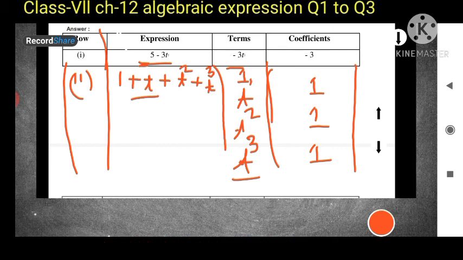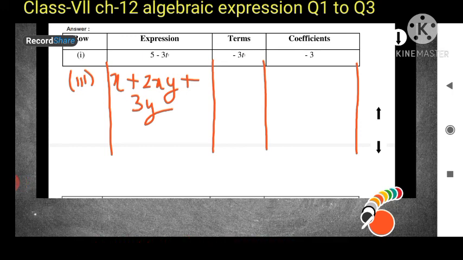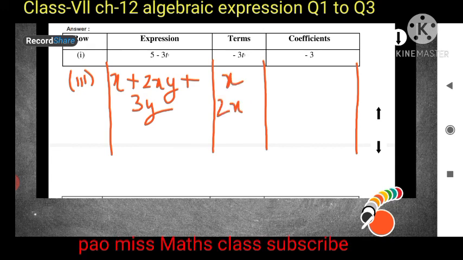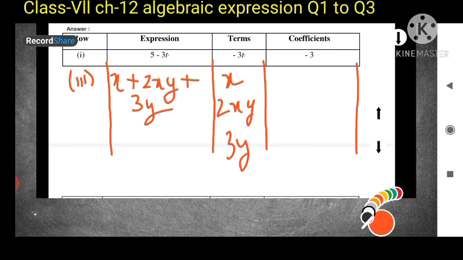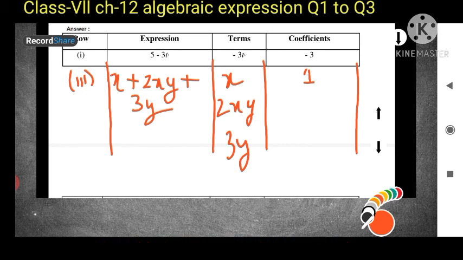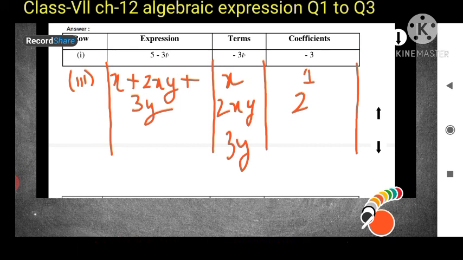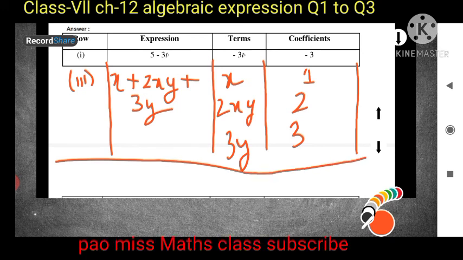Okay, now come to the third question. The third expression is given: x plus 2xy plus 3y, isn't it? Now which are the terms here? The terms are x, then 2xy, then 3y. These are the terms. Now the coefficients of the terms. What is the coefficient of x? The coefficient of x is 1. Okay, if there is no number, then 1 is the coefficient of that variable. Now for the second term, 2xy, what is the coefficient of 2xy? The coefficient will be 2. Now for 3y, the coefficient of 3y is 3. Okay, so this is the answer for question number 3.